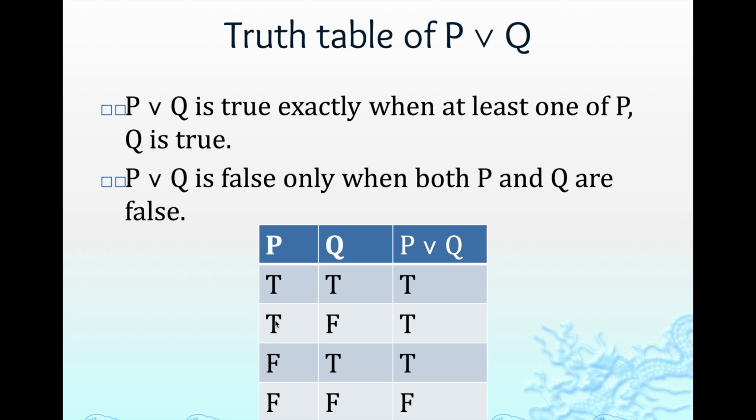For this row, P is true. For this row, Q is true. So as at least one of them is true, P or Q is true. Both are true here. But when P and Q are both false, P or Q is definitely false. So P or Q is false only when both P and Q are false.